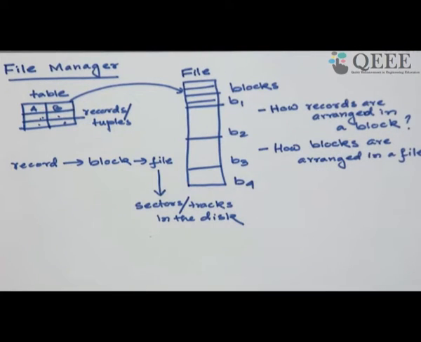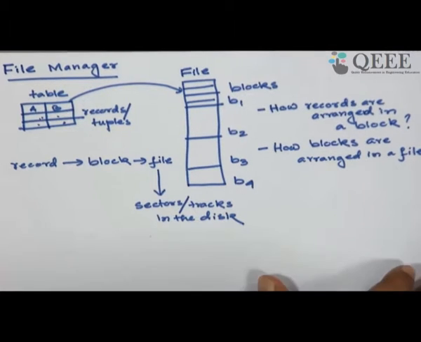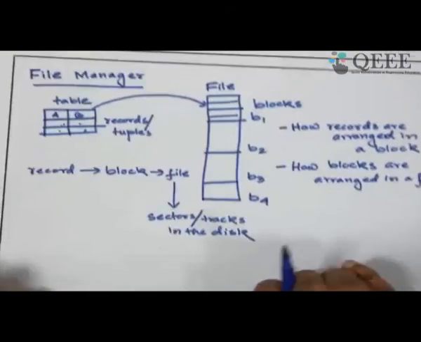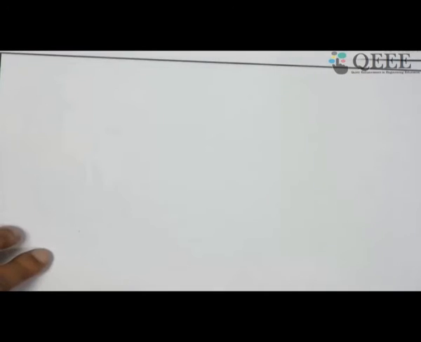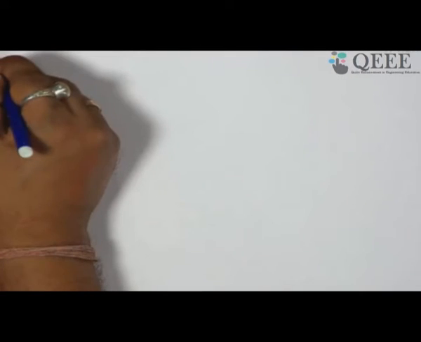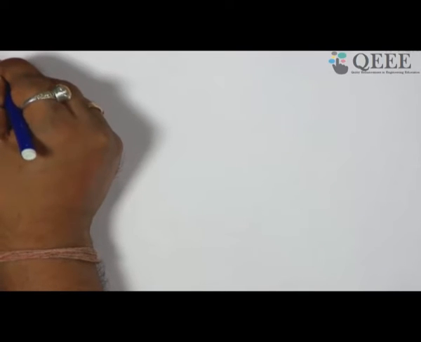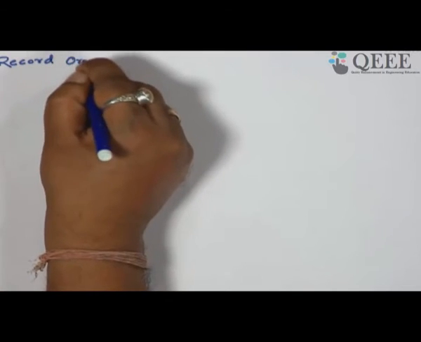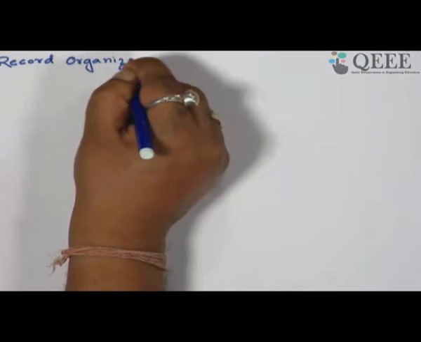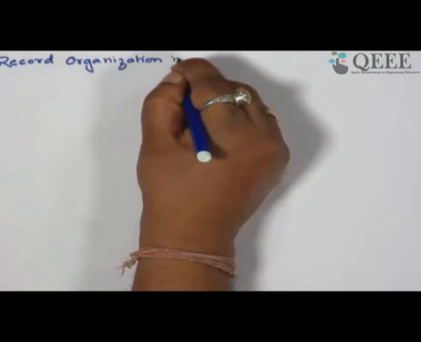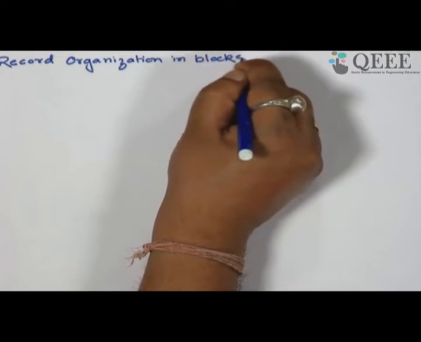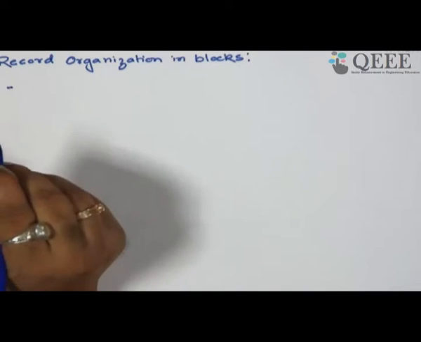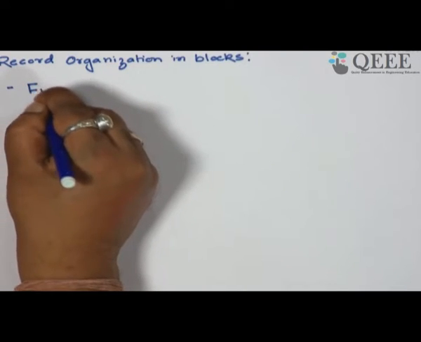One is the block structure, one is the file structure. I will first answer the question. I will first discuss whether there are two cases. One is fixed length records.